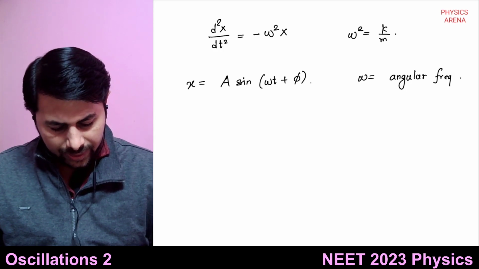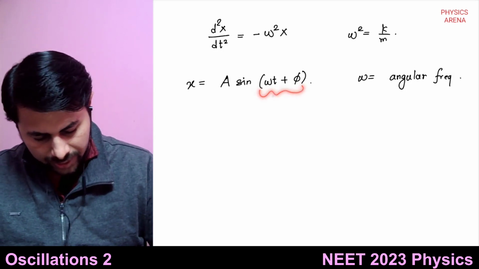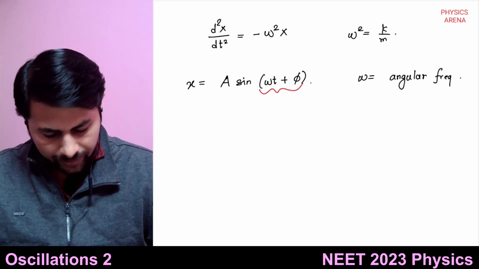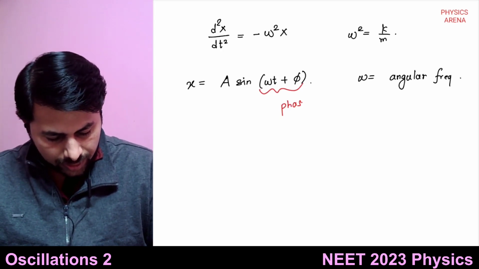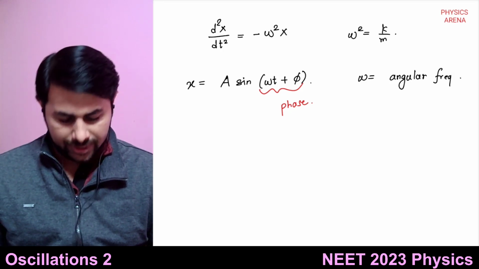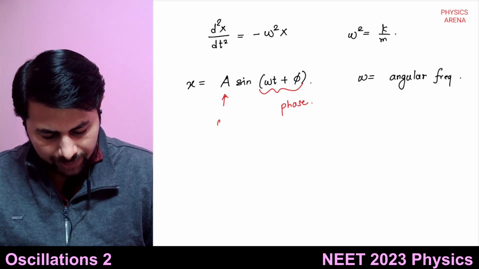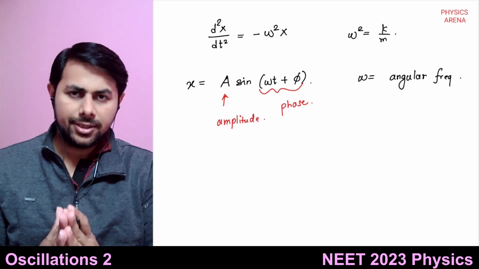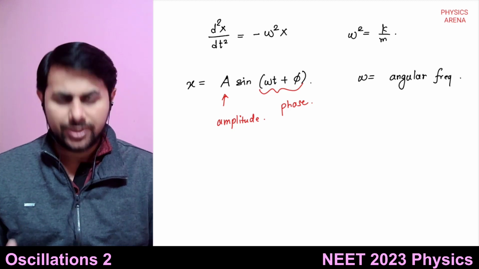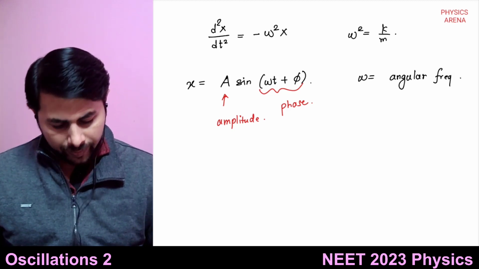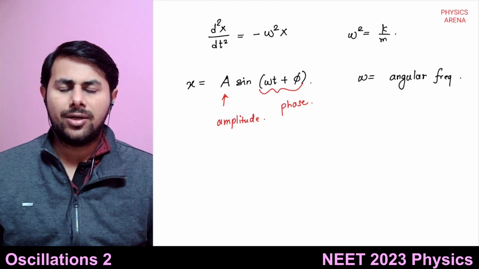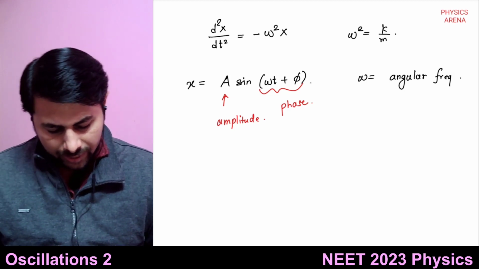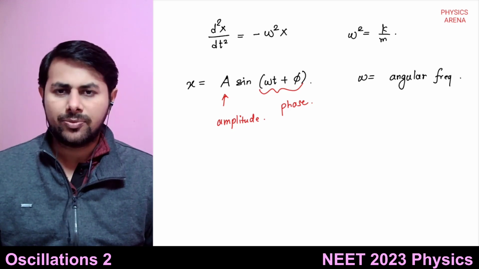And this term is known as the phase, the phase of the SHM. This is known as amplitude. It is the distance from the mean position up to which that block can move, or you can say it is the maximum allowed displacement in SHM. Right. Then we saw two special cases for this.